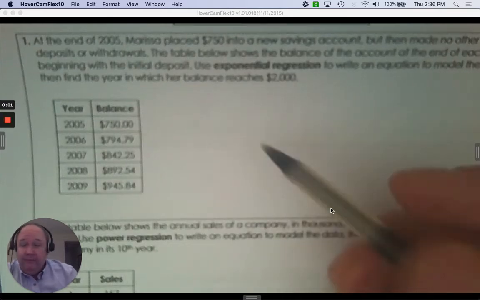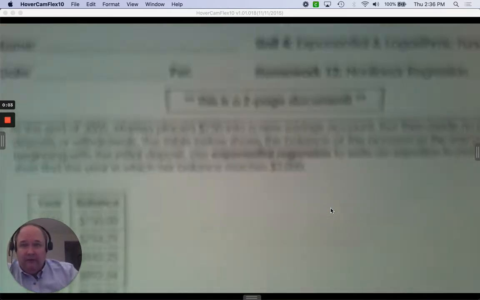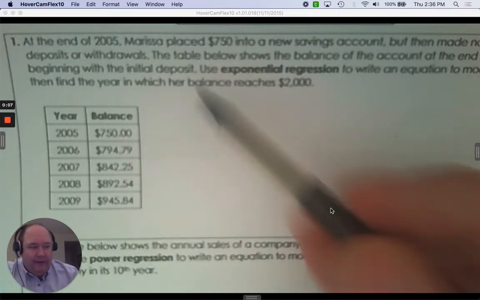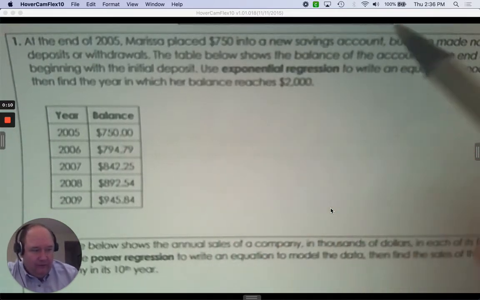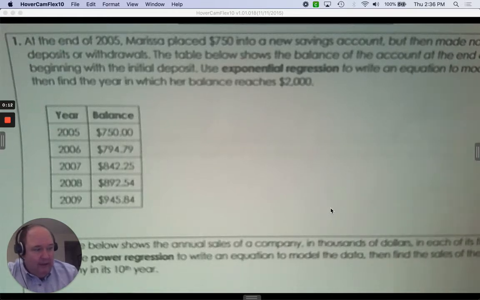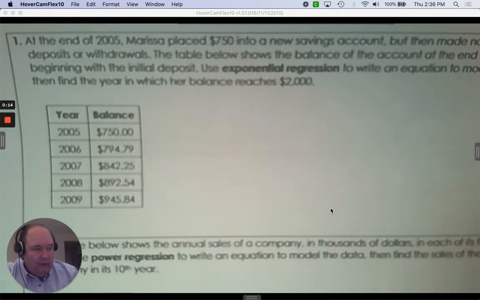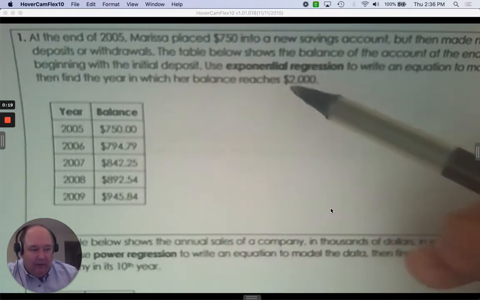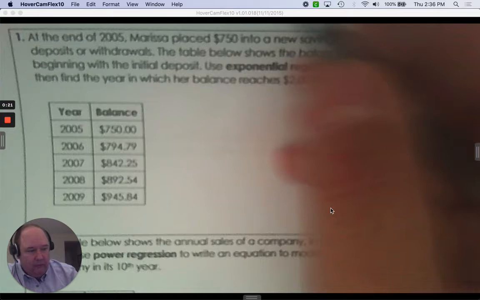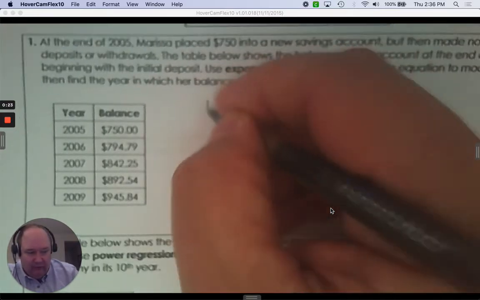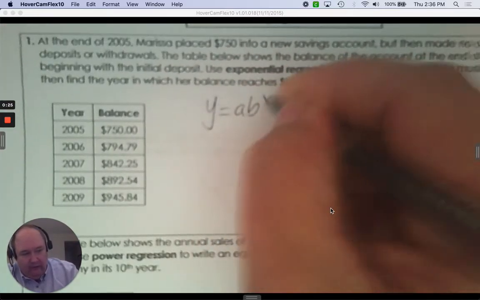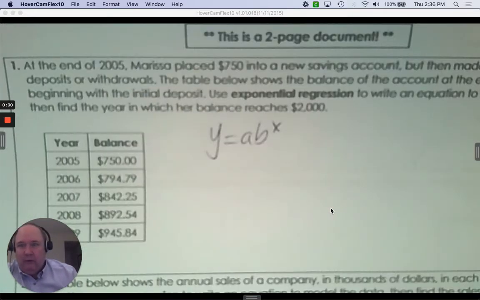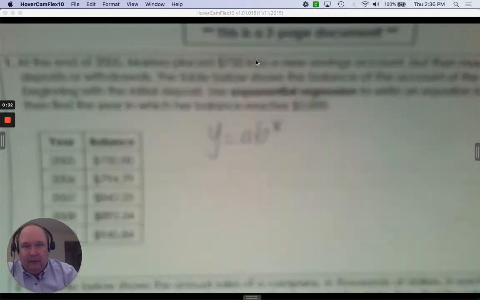All right, homework for nonlinear regressions. We're going to need Desmos for this too. So at the end of 2005, Marissa placed $750 into an account, but then made no other deposits and so on. The table below shows the balance of the account at the end of each year, beginning with the initial deposit. Use exponential growth or exponential regression. So that's what this is. So we're going to use this model to represent that table and then answer the question after that. So let's go to Desmos right now.